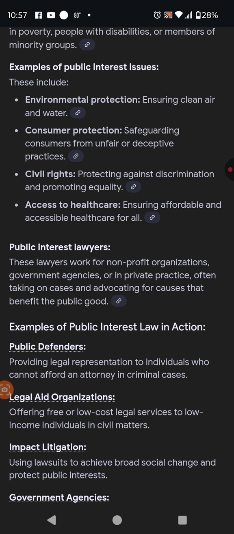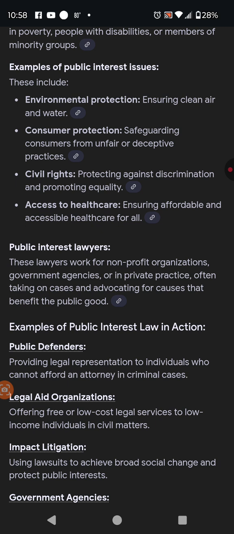Consumer protection, safeguarding consumers from unfair and deceptive practices. Okay, unfair and deceptive practices. Better Business Bureau used to do that. I don't know what's going on there. Or they're supposed to. The FCC, my girl Lina Khan was working on stuff like that. She was really good at that.